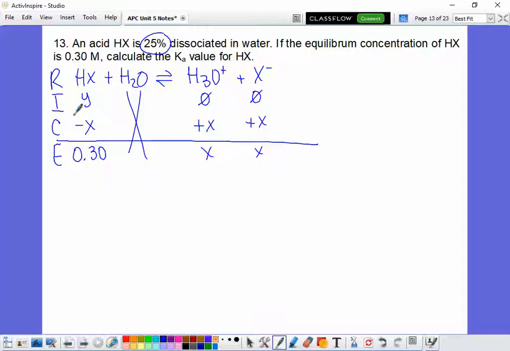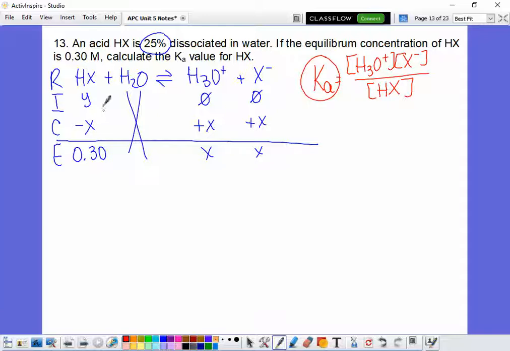Okay? So, let's write our Ka expression. Ka is H3O plus times X minus over HX. We are trying to find Ka. Right now we have too many variables. We have y, we have x, we have Ka. So we're going to have to use some information given to get rid of some of those variables. Hopefully we can solve for both y and x, or actually we really only need to solve for x. There is a way to only solve for x. I like solving for y first and then finding x. I like finding that initial concentration first.